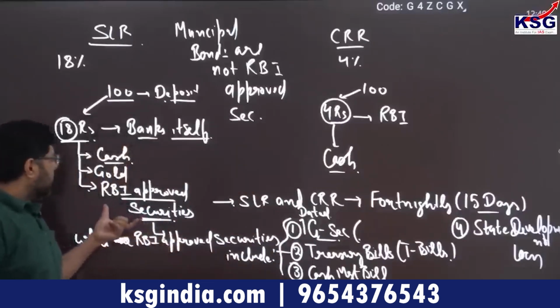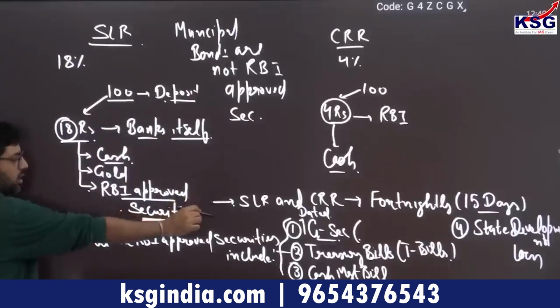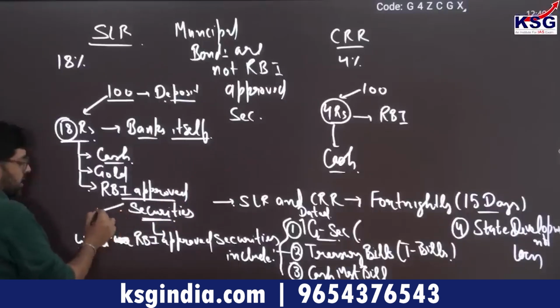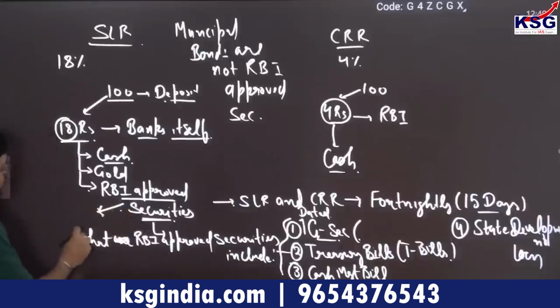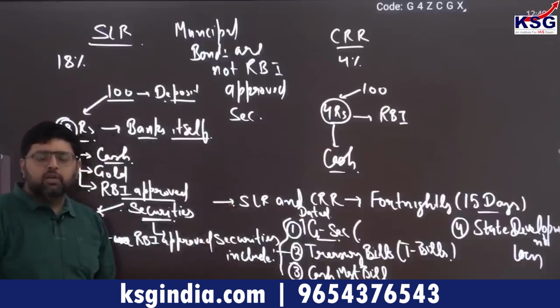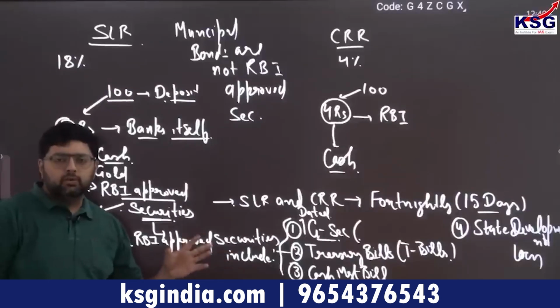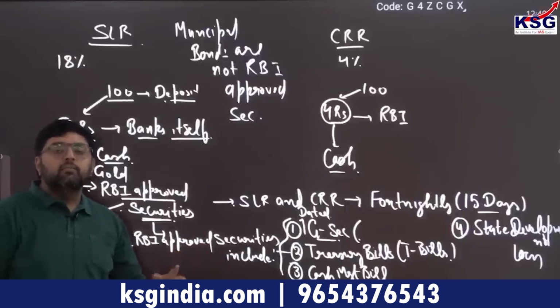So ultimately, whenever any bank has to maintain SLR, that has to be maintained in these 3 forms. And if they are putting money in RBI approved securities, it means they are getting interest over that. Out of 18 rupees, for example, 8 rupees they have invested in RBI approved securities. It means now government will give them interest. Whatever 8 rupees they have kept, they will get interest over that 8 rupees. So you can say government will return them more than 8 rupees.